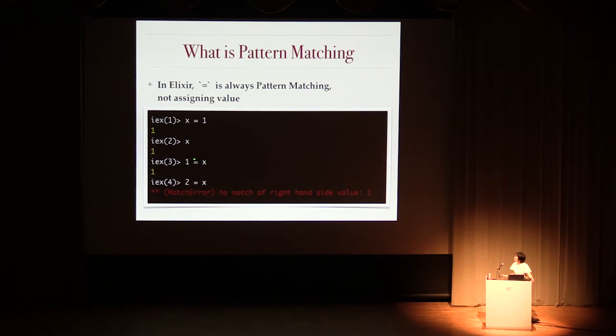In the first line, x = 1 shows that x returns 1. It is very easy to understand. But next, 1 = x. It is something strange for Ruby, but it works. It returns 1. 1 matches x. And 2 = x raises a match error, because in the first line x is bound to the value 1. This is Elixir's equal behavior.